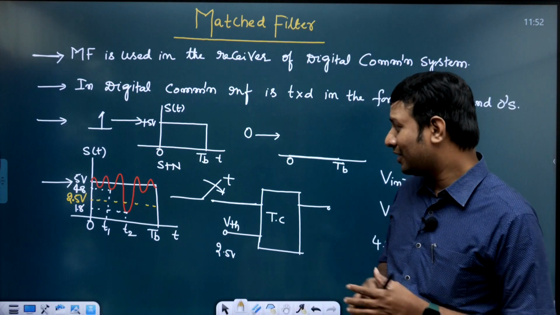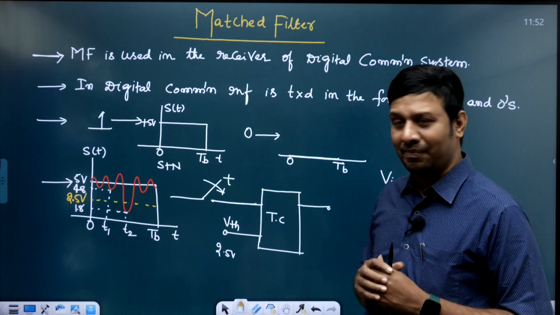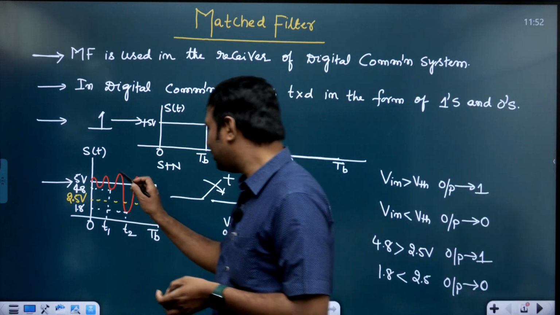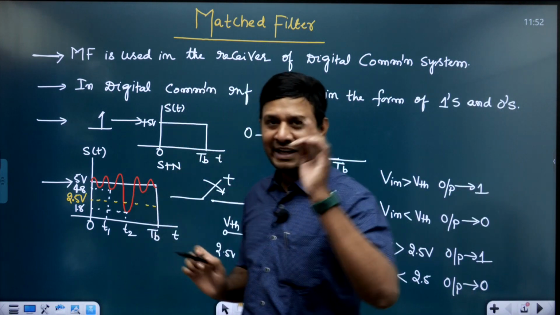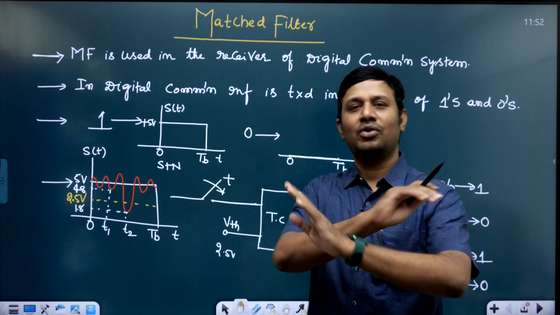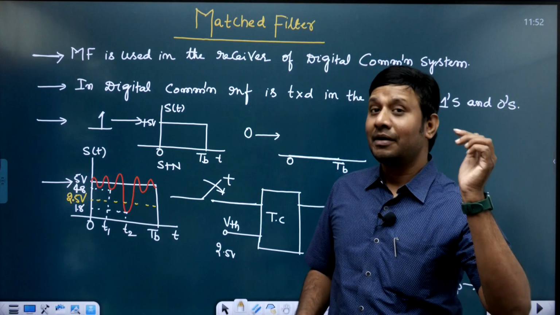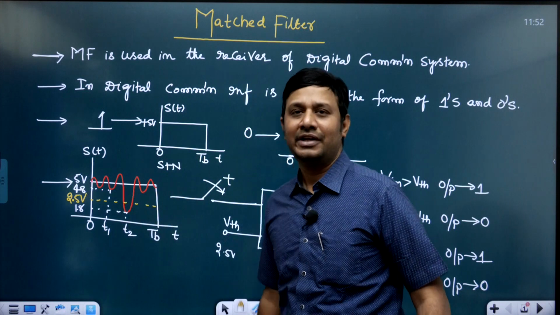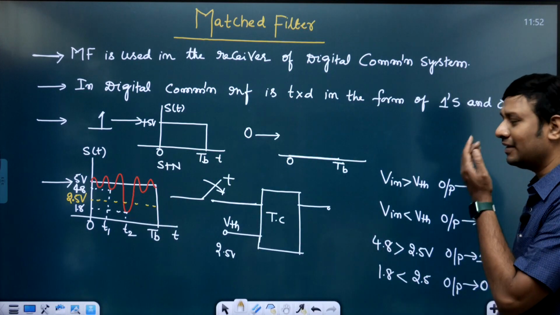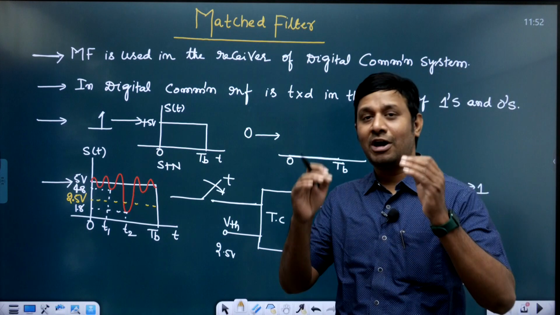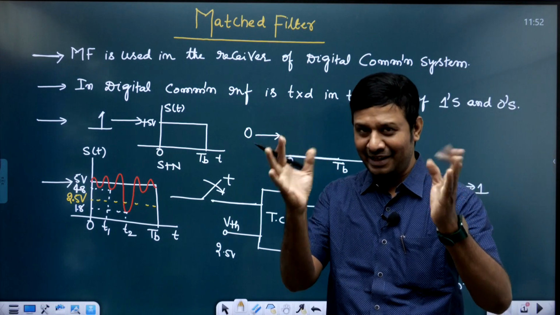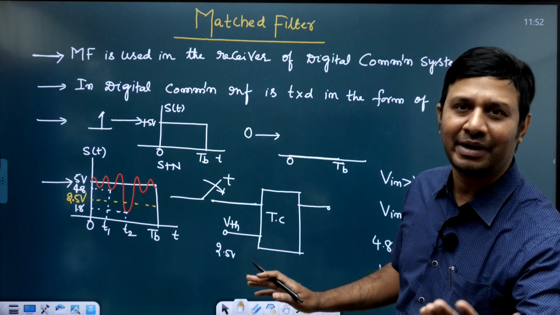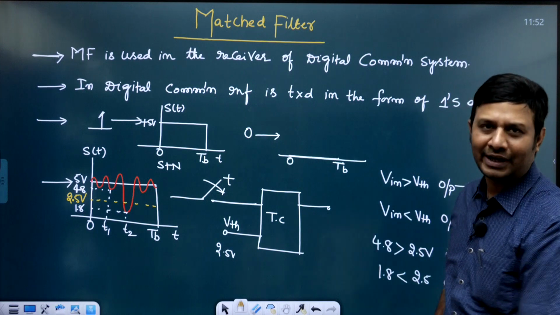Now we must have a remedy for this problem. I think you understood the problem. The problem is coming due to this noise. If the signal to noise ratio is high, no problem. But if the signal to noise ratio is low, as we have at instant T2, the probability of error is increasing. Now we must search for the remedy.